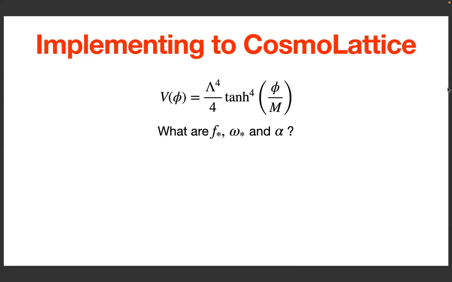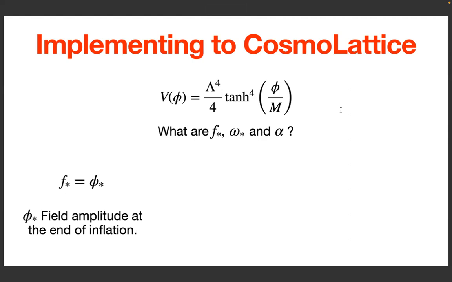Yep. So let's try not to guess, but to infer from our potential and from our model what would be the program variables that we need to implement in CosmoLattice. For f star, there is a very easy choice, which is just using the initial amplitude of the inflaton. As we want to capture and study when the inflaton starts oscillating around its minimum, we will start it right before the start of oscillation, so right after the end of inflation.